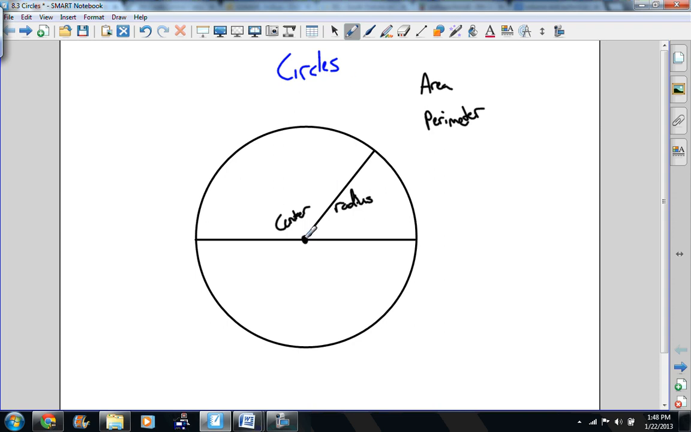Okay, and if you have a point that goes from one edge of the circle to the other edge through the center, we call that the diameter. Okay, and the diameter is equal to twice the radius. So it's equal to 2 times our radius r. Alrighty?